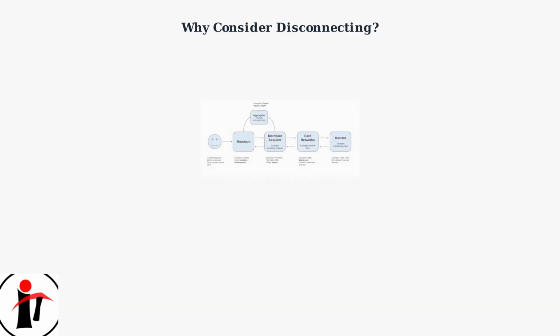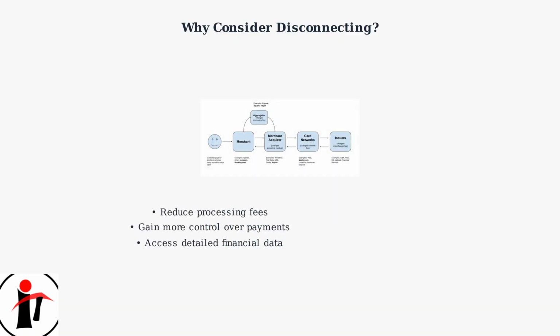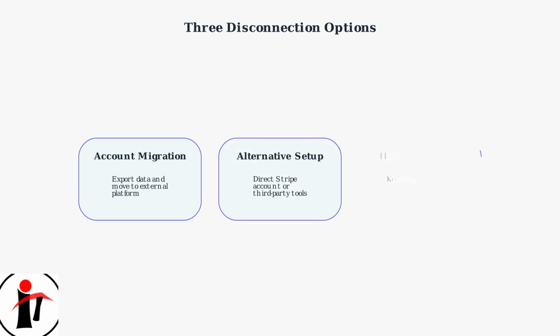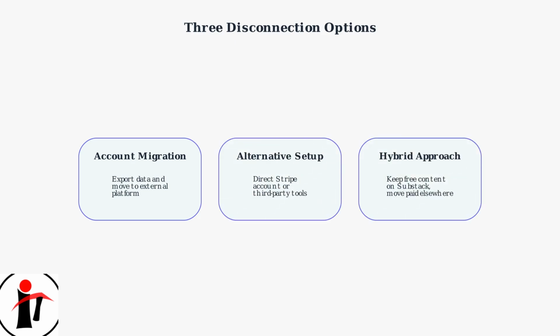However, some creators want to disconnect from Substack's Stripe integration. The main reasons include reducing processing fees, gaining more control over payment flows, and accessing more detailed financial data for their business. As of August 2025, Substack offers three main options for disconnecting or modifying your Stripe integration.